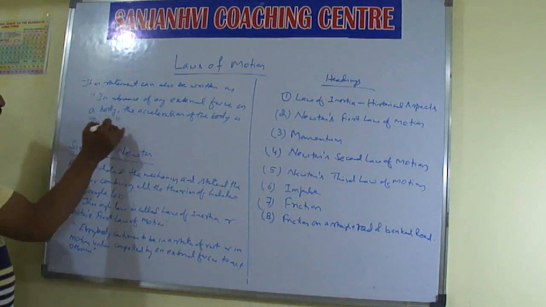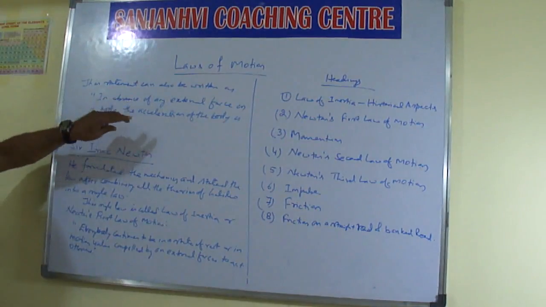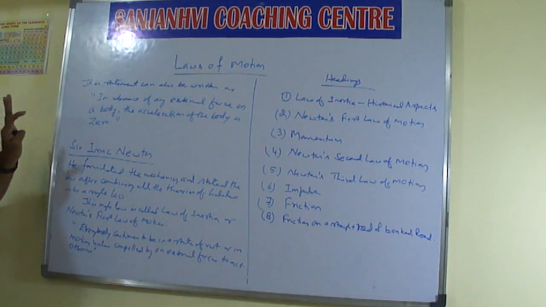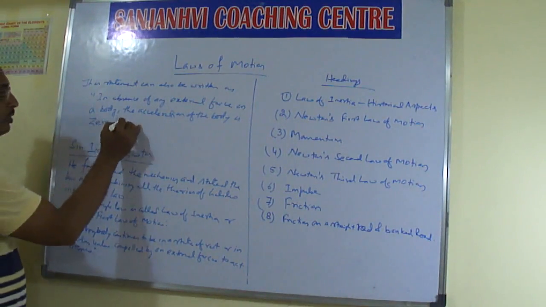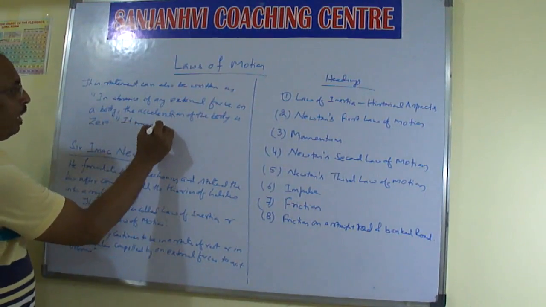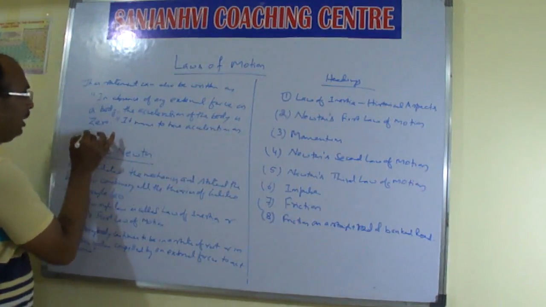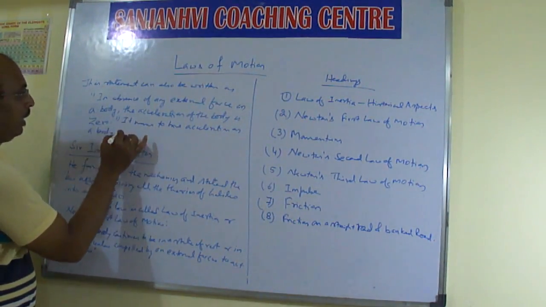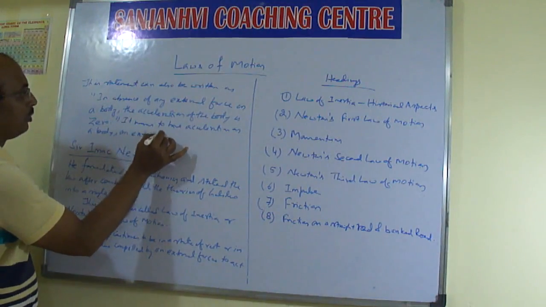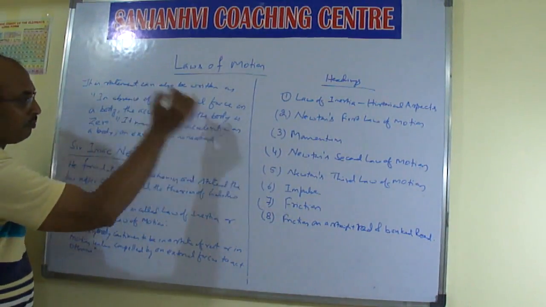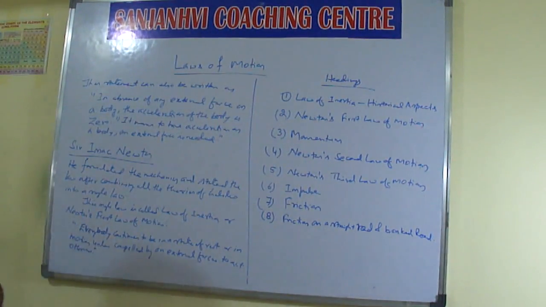Sometimes you may be asked in this way, whether the acceleration of the body is zero. In the absence of any external force on a body, it means what? To get acceleration, we need an external force. It means that to have acceleration on a body, an external force is needed. Okay? Very good.